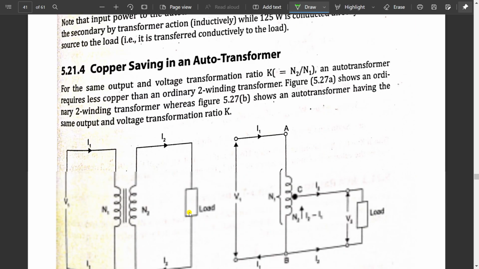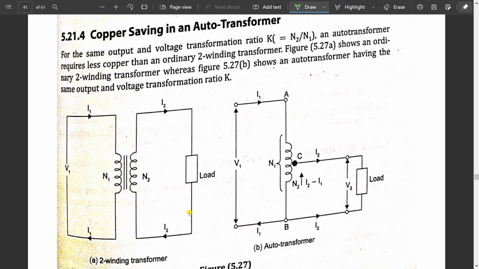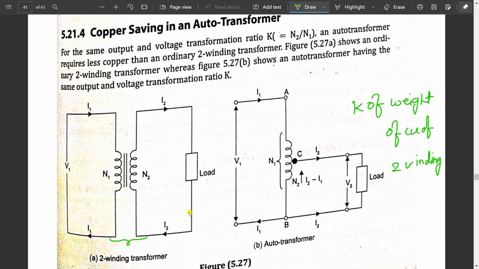Next, coming to the copper saving in the auto transformer. Instead of using a two winding transformer, if I go for an auto transformer, we can save an amount of copper equal to nearly K times the weight of copper of the two winding transformer. Now we will derive that equation by using simple methods.